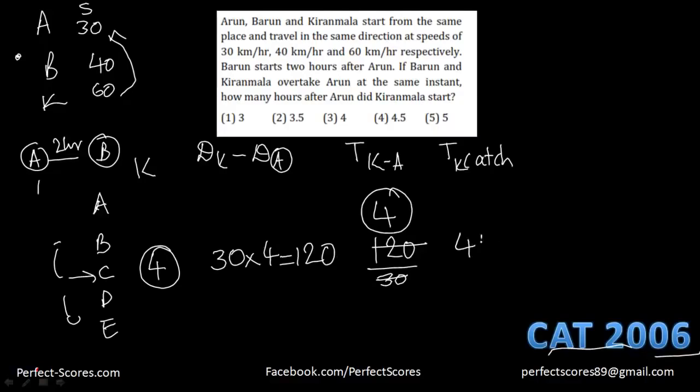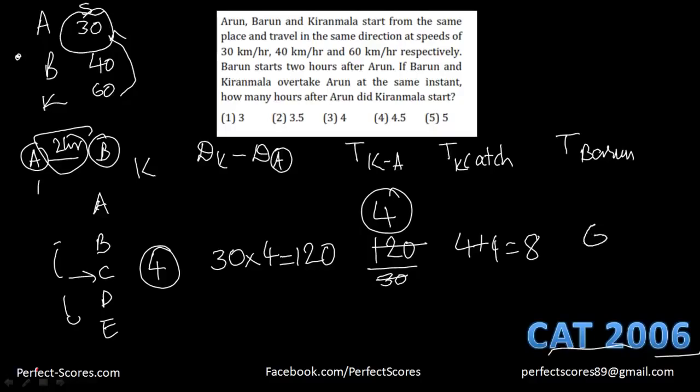That would be 4 plus 4, which is 8 hours, right? Now let's actually calculate how much time it took for Barun to catch Arun. What was the distance between Barun and Arun when Barun started? He started 2 hours later. So in those 2 hours, Arun would have traveled 30 into 2, which is 60 miles.